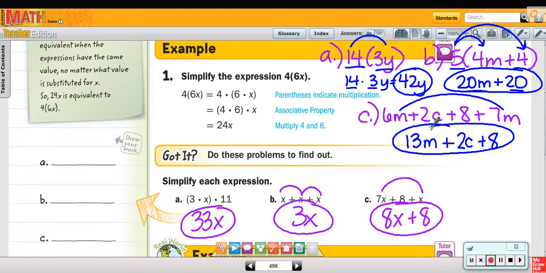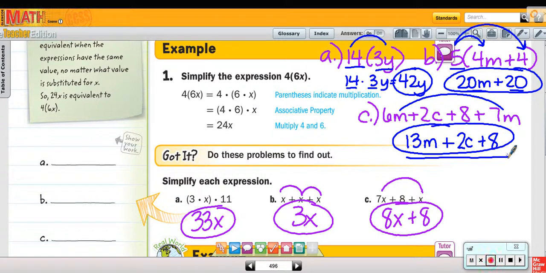Like number C. Okay. Do you agree that both of these are m's? Yeah. Okay, so this would be like having burgers and burgers. I can combine burgers together and get more burgers. But this is like having Cokes with 2c. So I can't combine the Cokes and the burgers because they're 2 different things. And then that 8 represents something totally different, like fries. So I can't combine the fries with the Cokes with the burgers. So this right here is as simple as it can get. Does that make sense? Yeah.